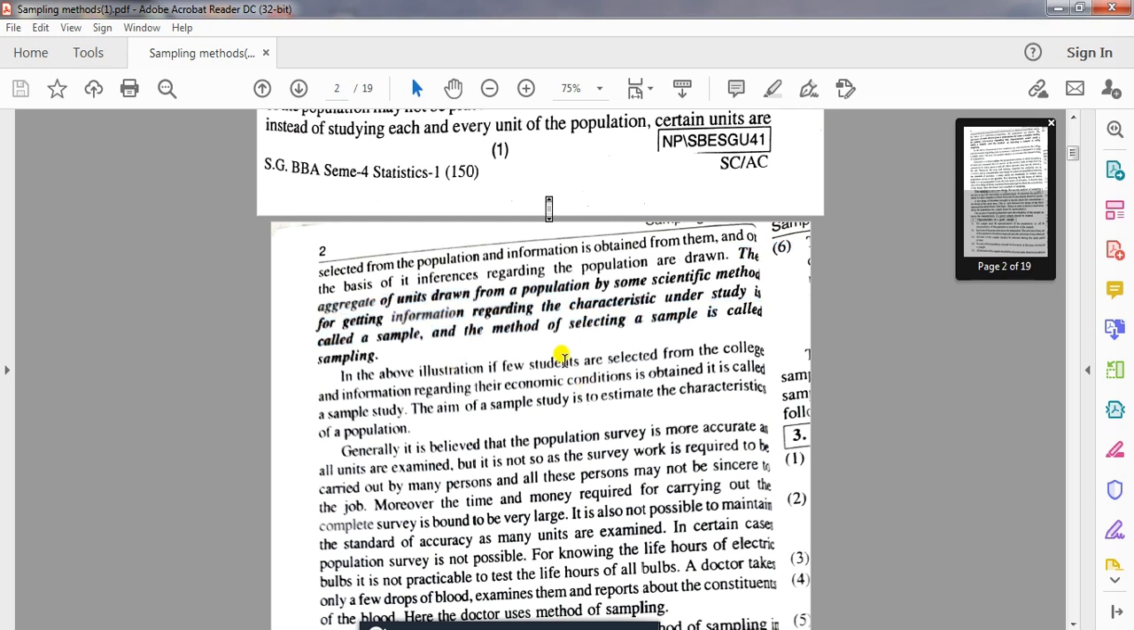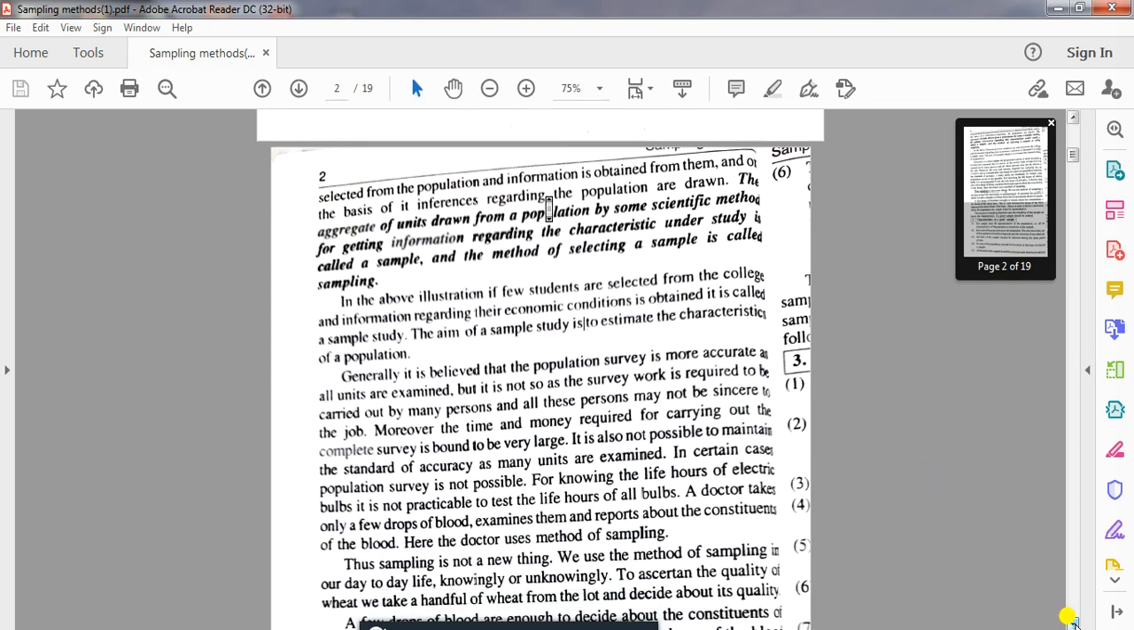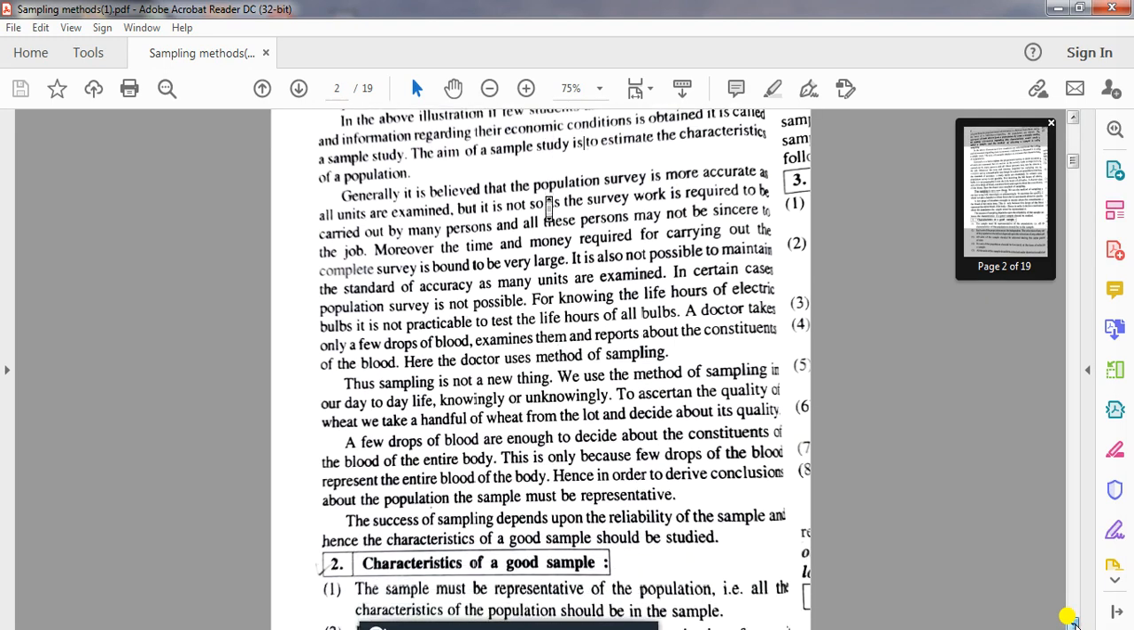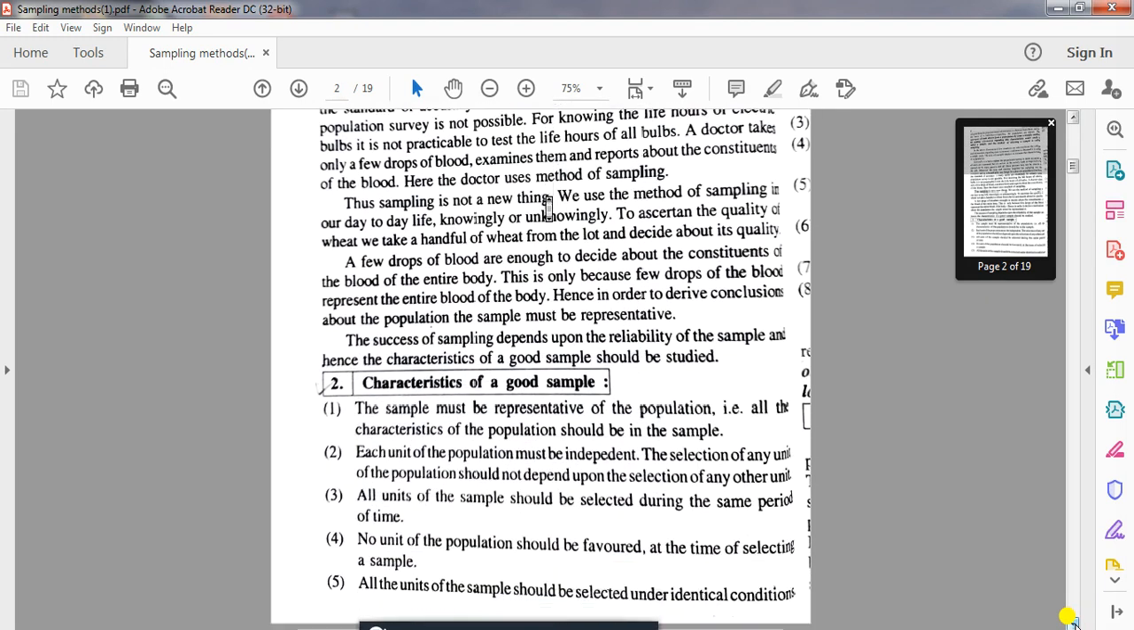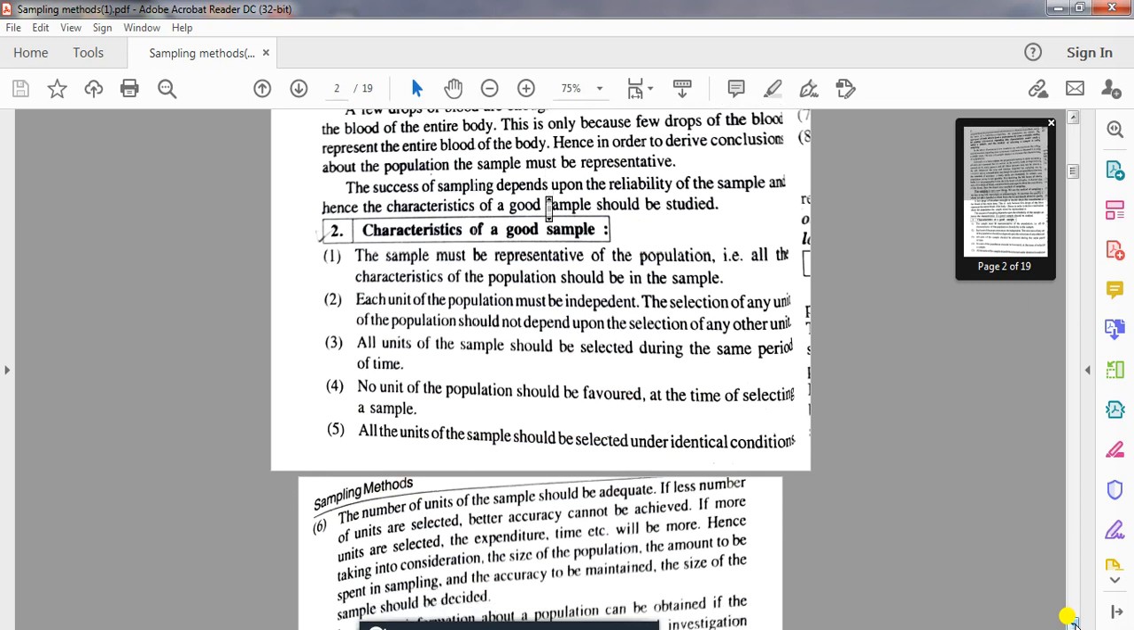In the above illustration, if students are selected from the college and information regarding their economic condition is obtained, it is called a sample survey. The aim of the sample study is to estimate the characteristic of the population. So your sample should represent the population. Now let us understand the characteristics of a good sample. A sample must be representative of the population. That is, all characteristics of the population should be in the sample.